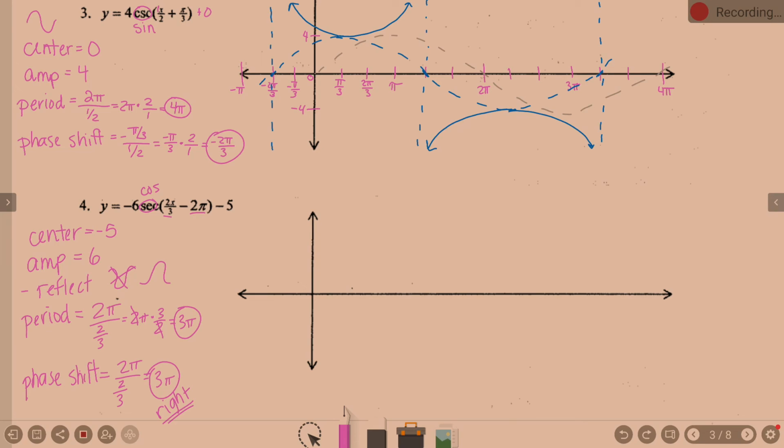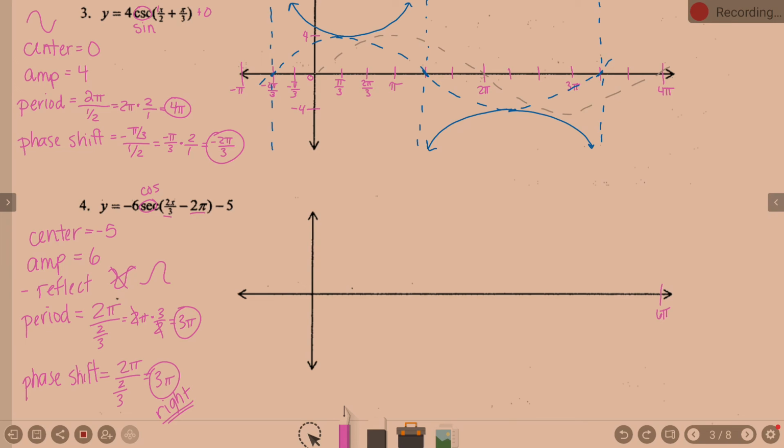Now, here's the deal. We talked about this on one other one. When your period and your phase shift are the same, you're technically going to end up just in the next cycle. It's not going to really change it. But, okay, so I'm going to label out to 6 pi.